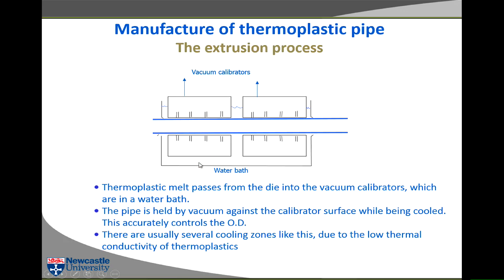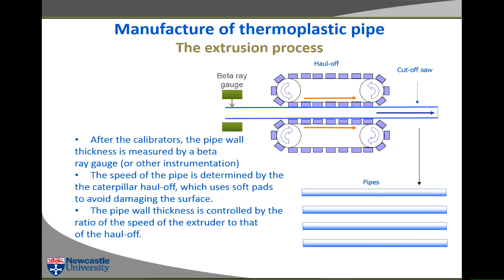And there are usually several cooling zones like this because of the low thermal conductivity of the thermoplastic. So as I say, a line might typically be 100 meters long. There's the haul off. Beta ray gauge, that's an electron gauge. That just fires beta rays through the wall of the pipe, and the thicker the pipe wall is, the fewer beta rays you get. So it measures the wall thickness of the pipe and gives you feedback control to the speed of the haul off, so it gives you a constant wall thickness of the pipe.